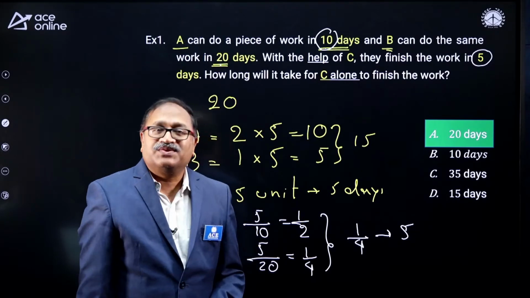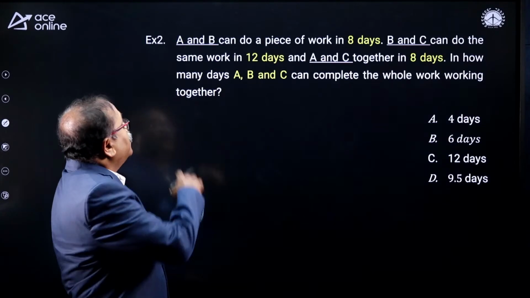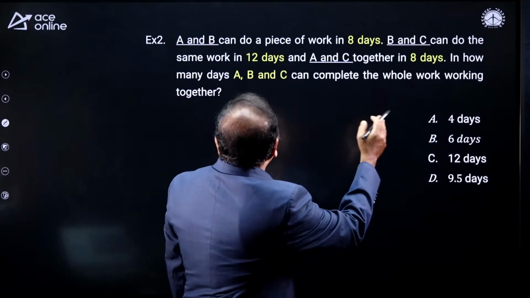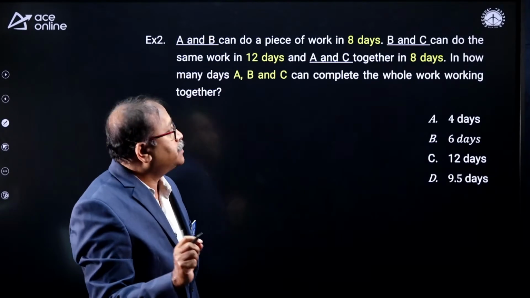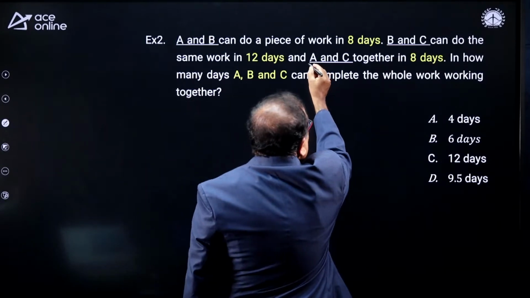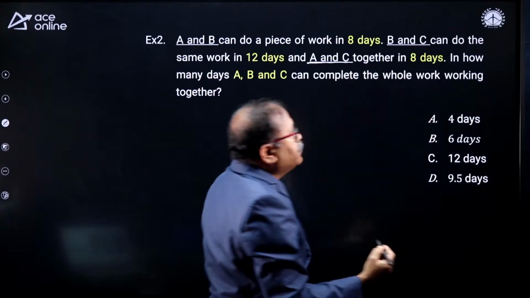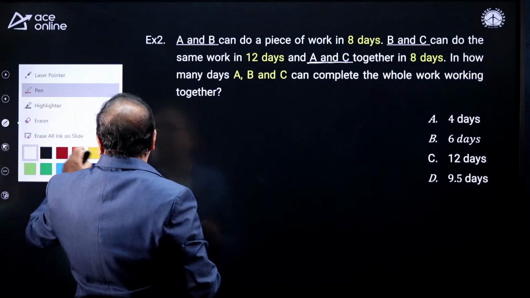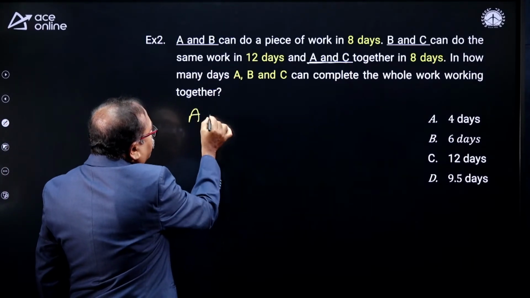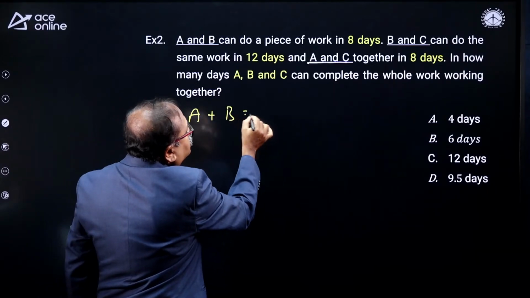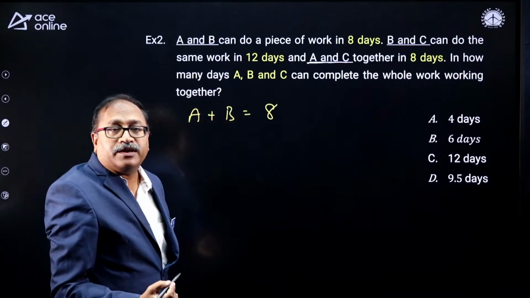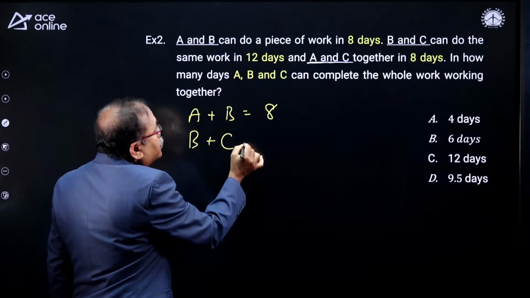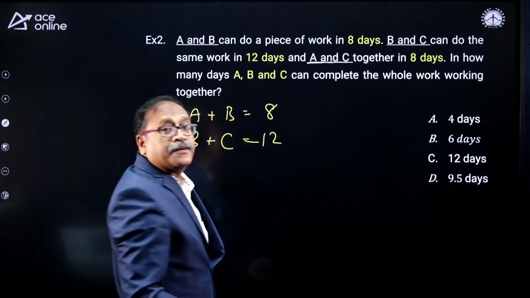Okay. Moving to the next question, my friends. Here, A and B can do a piece of work in 8 days. B and C can do the same work in 12 days. And A and C, look at this one, can do the same work in 8 days. So what we need, notice the combination over here. The combination is A plus B, that is, they together complete the work in 8 days. And then B plus C, they together complete the work in 12 days.